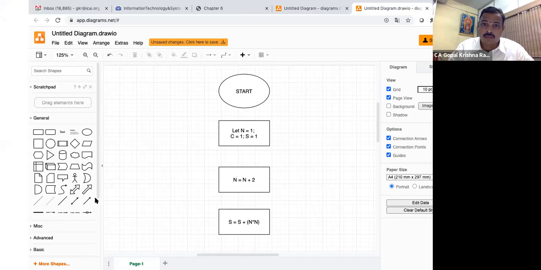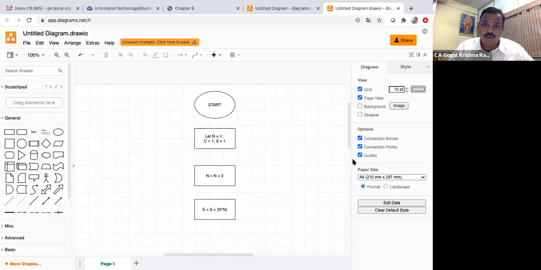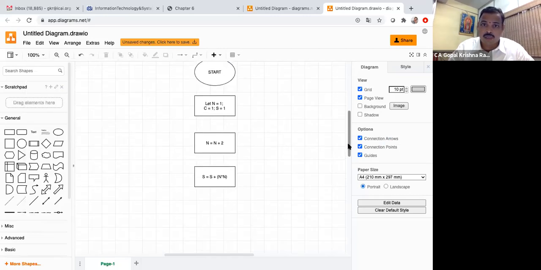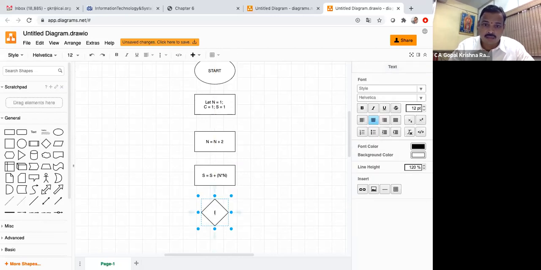And what is your next step? Check whether C is equal to 15. So how do you check whether C is equal to 15? You will use a, what do you use? You will use a diamond. Is C equal to 15?